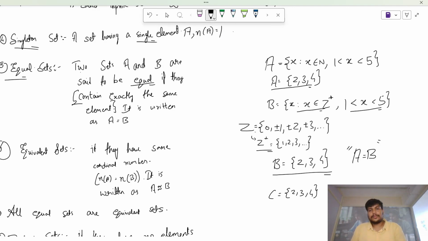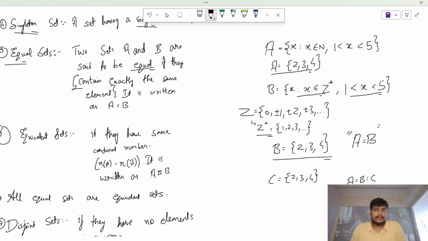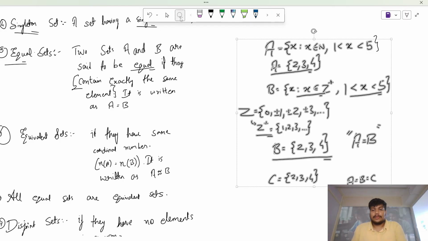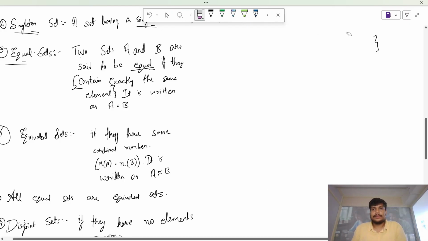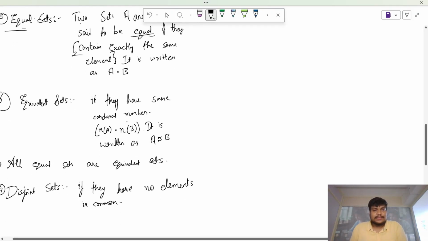Now what if the number of elements are the same but the elements are not the same? What would we call such sets? We will call such sets equivalent sets. What do we mean by equivalent sets? Let's try to understand it. Equivalent sets are those which have the same cardinal number.